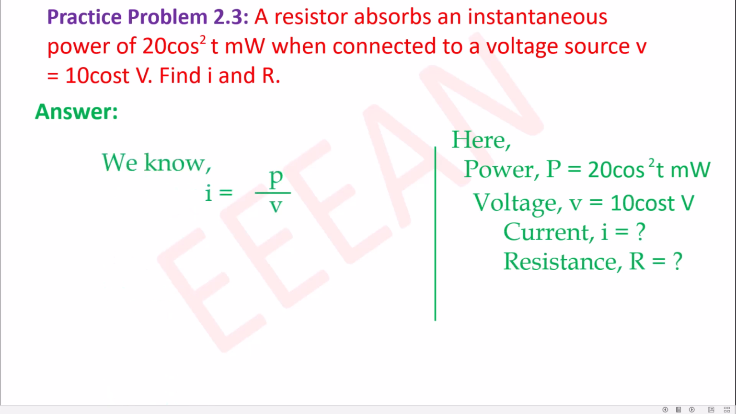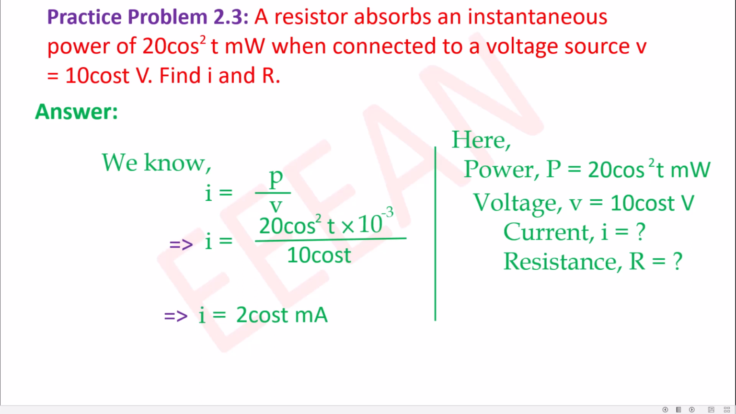We know I equals P divided by V. Then put the values of them, then we get our result 2 cos t milliampere. And the value of R equals V divided by I. Then cos t will vanish, and the value is 5 kilo ohm.